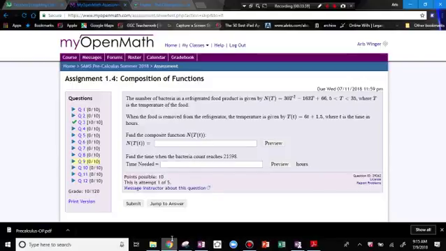All right, so word problem. The number of bacteria in a refrigerated food product is given by this ugly thing. N depends upon T. T is between 5 and 35, and T is the temperature of the food. When the food is removed from the refrigerator, the temperature is given by this function, where t is the time in hours. Plug one into the other. That just looks ugly. How good are they going to be here?